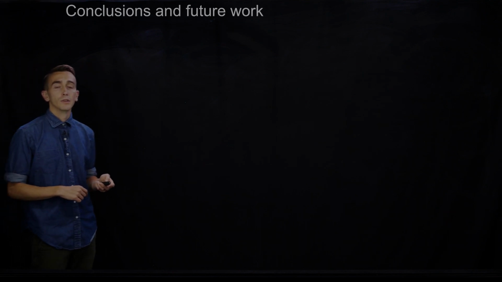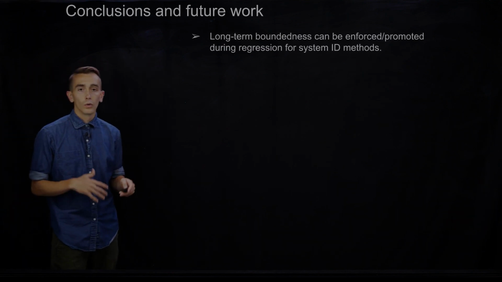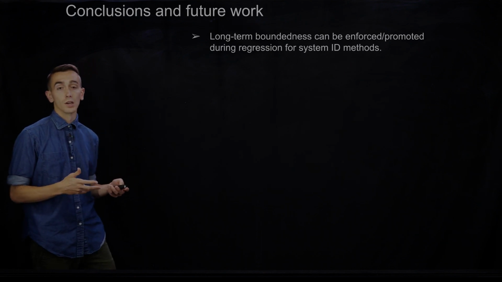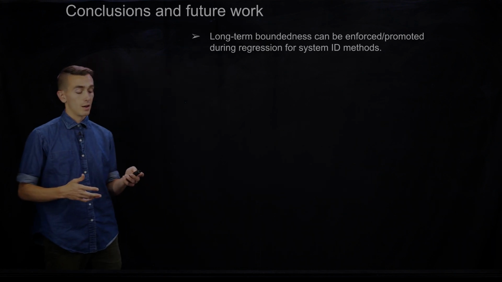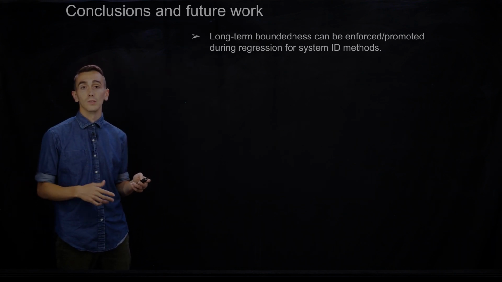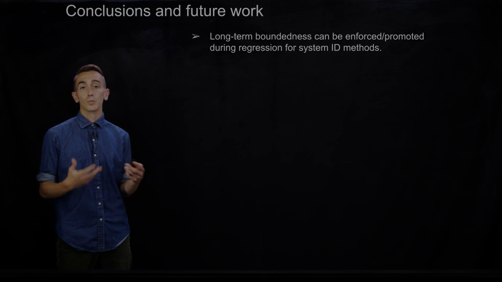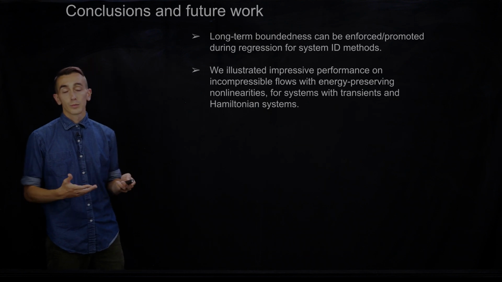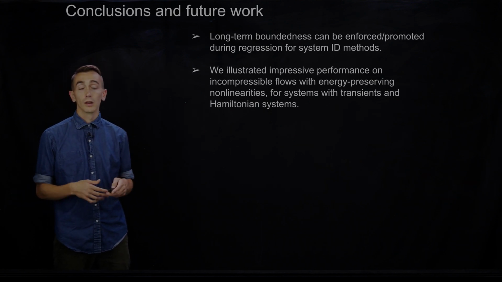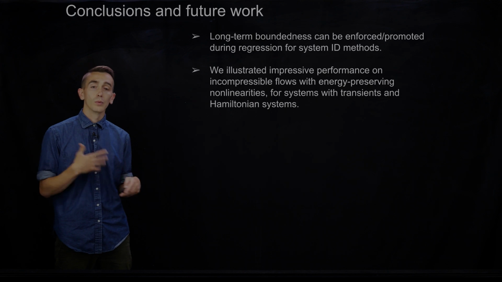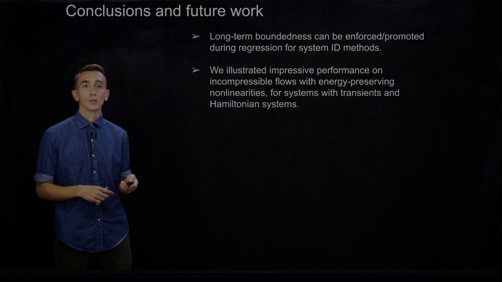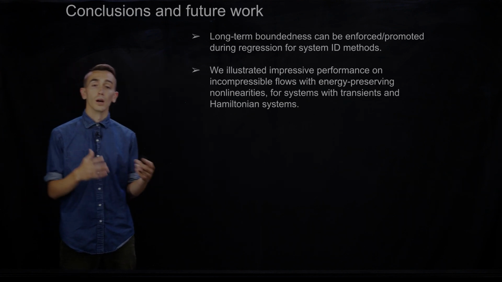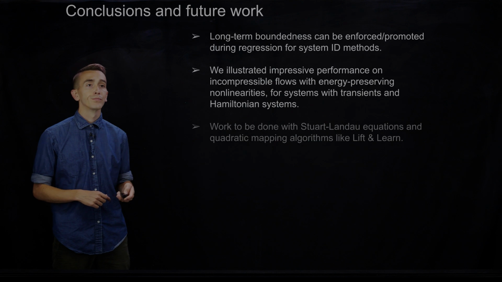So I just want to conclude with some last thoughts here. We've shown that long-term boundedness can be enforced and promoted during regression for system identification methods. This is really, really exciting. This has been a huge thorn in the side of these methods for a long time, and being able to promote these sorts of models is really exciting. We've illustrated impressive performance on a bunch of different incompressible flows. If you want to see more, we have quite a few more examples in the paper I mentioned on the first slide. And we've shown this for systems with these transients and for truly Hamiltonian systems.